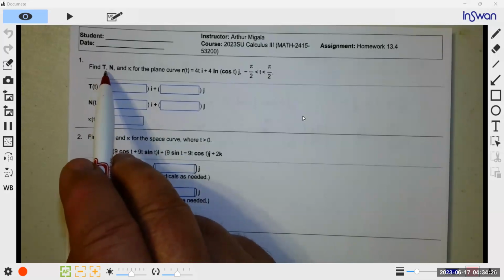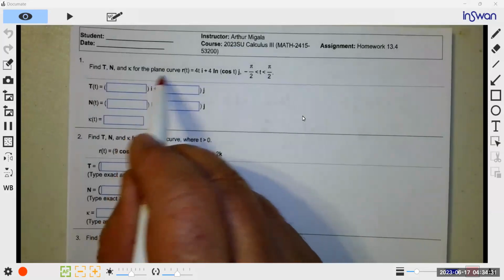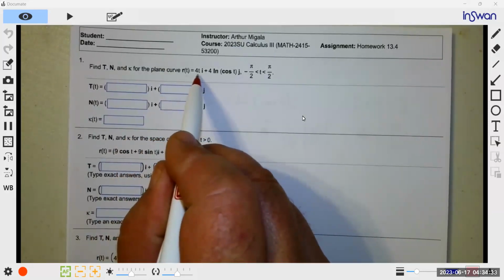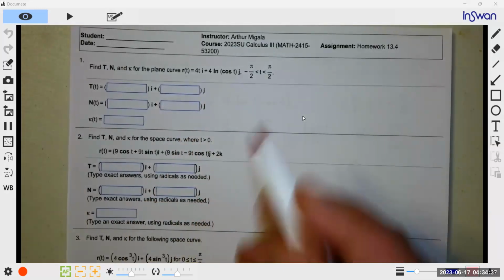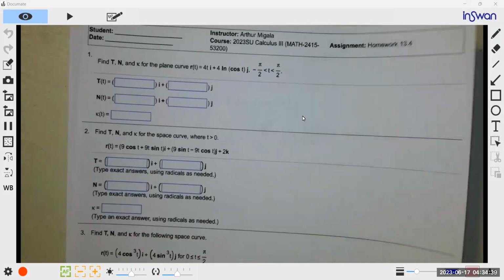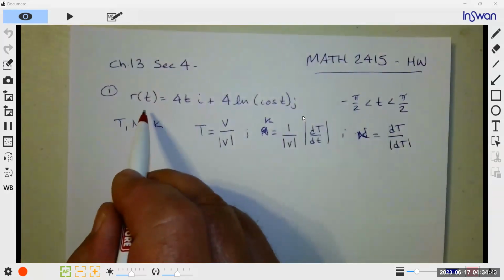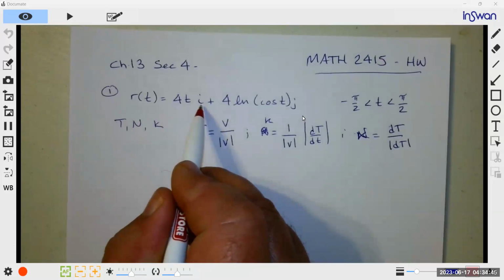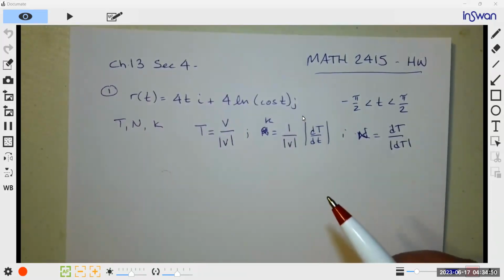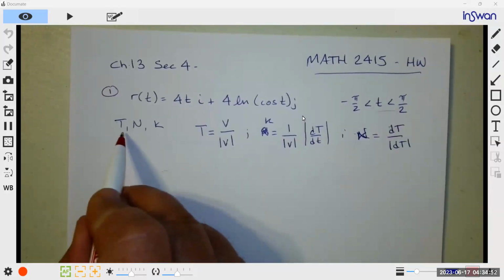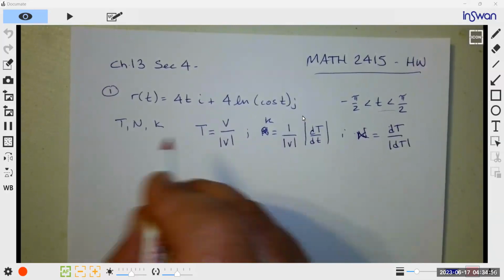For the first one, for example, we have to find the T, N, and K of the plane curve r of t equals 4t i plus 4 ln cosine t j, bounded from negative pi over 2 to pi over 2. So let's begin. We have our function r of t equals 4t i plus 4 ln cosine of t j in that bound. We have to find T, N, and K. So let's look at those formulas.